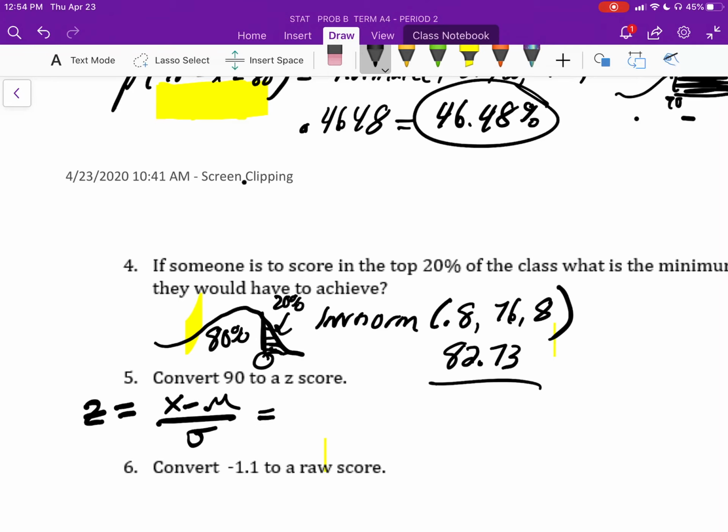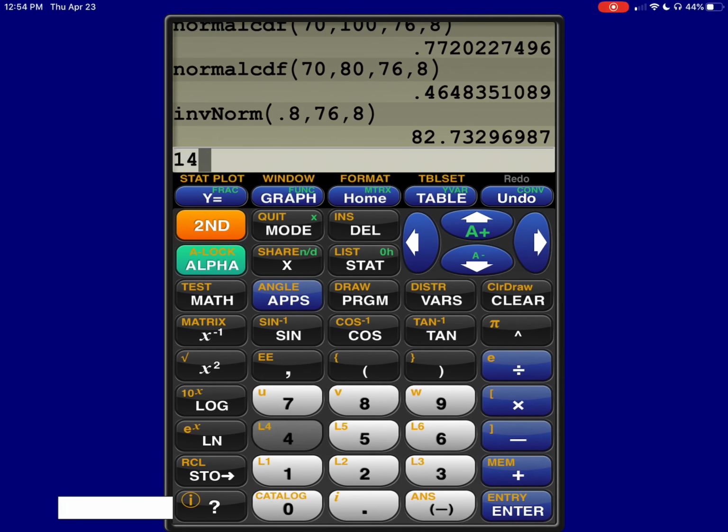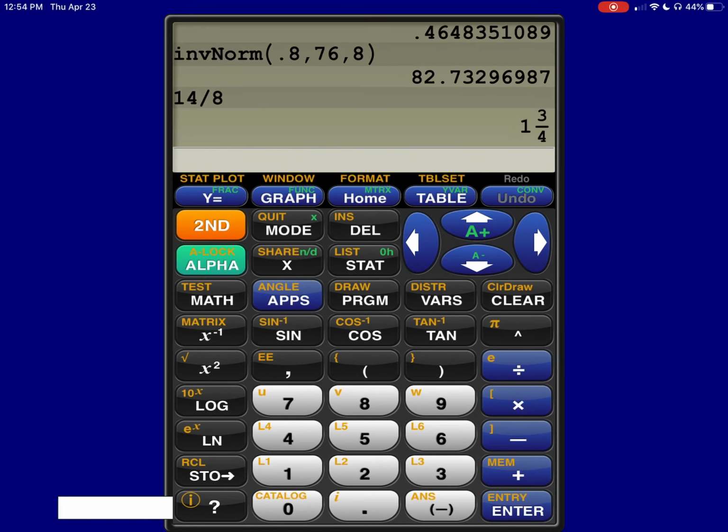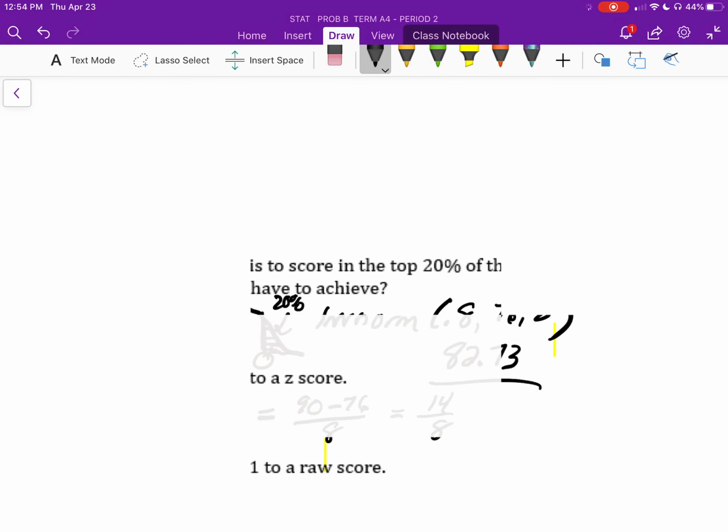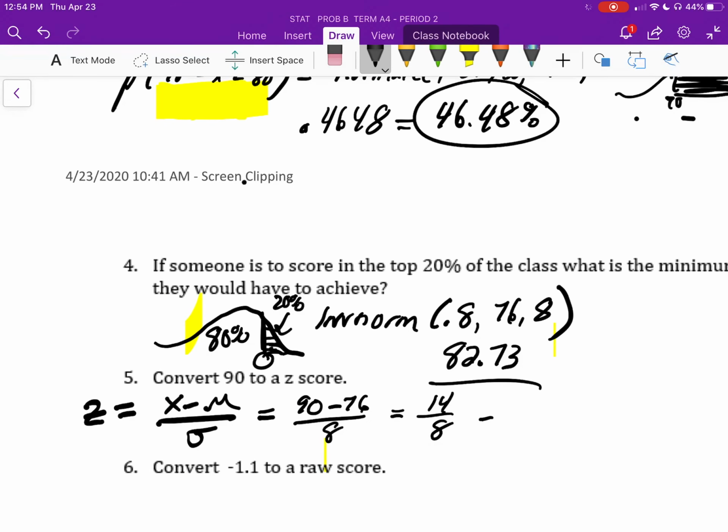So in this case, your score was 90, you're above average. The mean is 76, and we're dividing by the standard deviation, which is 8. And if we subtract those, we end up getting 14 divided by 8. Use our calculator here. 14 divided by 8. We get 1 3/4 or 1.75. I don't know why it gave me a fraction there, but my z-score would be 1.75. That means you're almost 2 standard deviations above average.